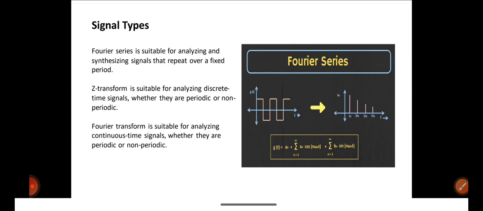Signal types. Fourier series is suitable for analyzing and synthesizing signals that repeat over a fixed period. Z transform is suitable for analyzing discrete time signals whether they are periodic or non-periodic. Fourier transform is suitable for analyzing continuous time signals whether they are periodic or non-periodic.